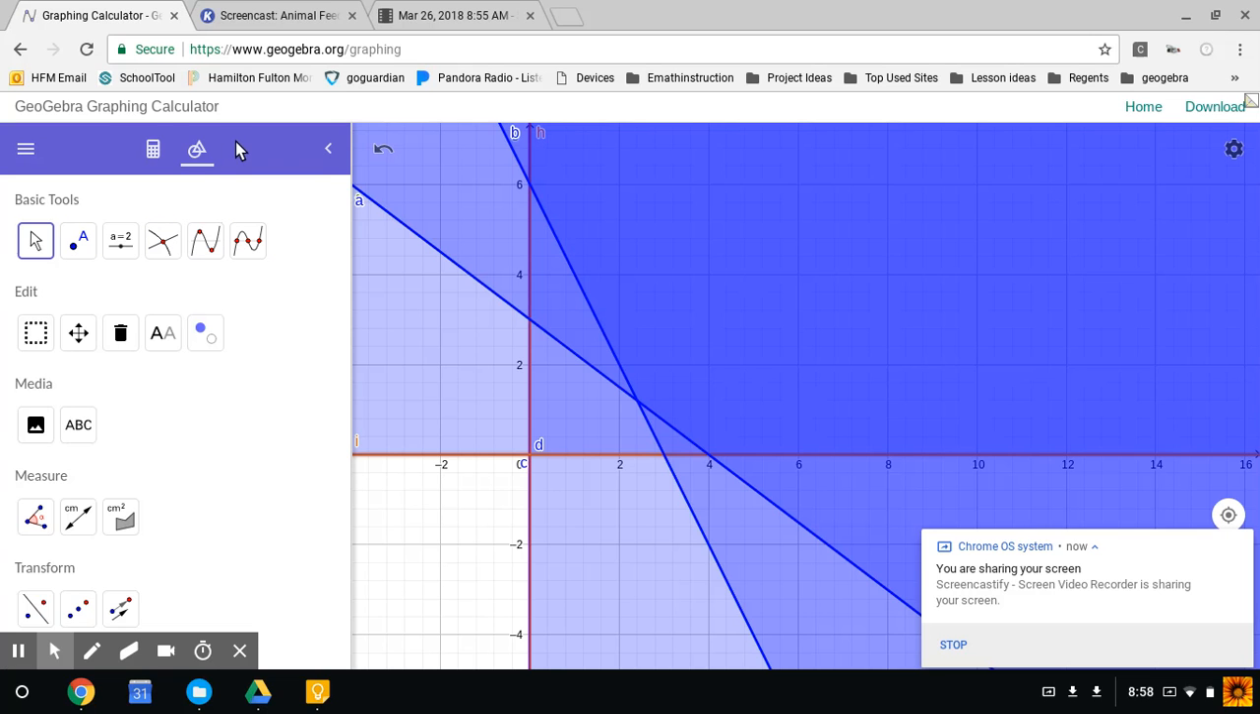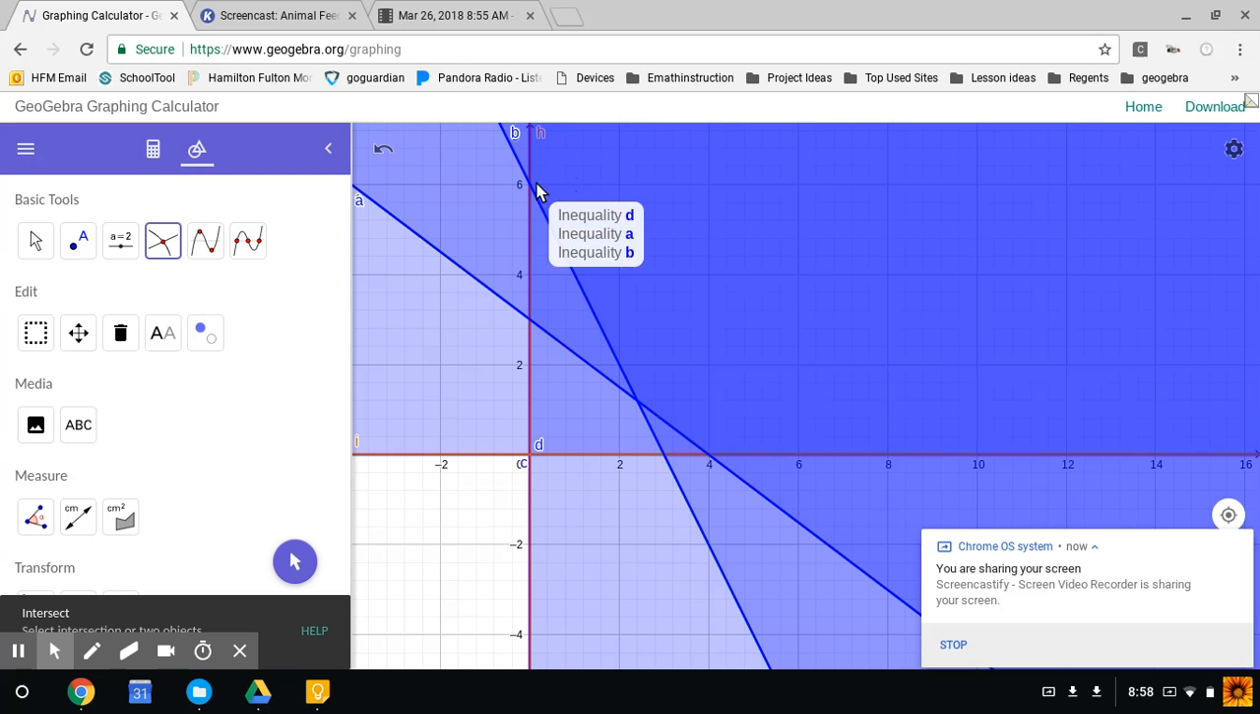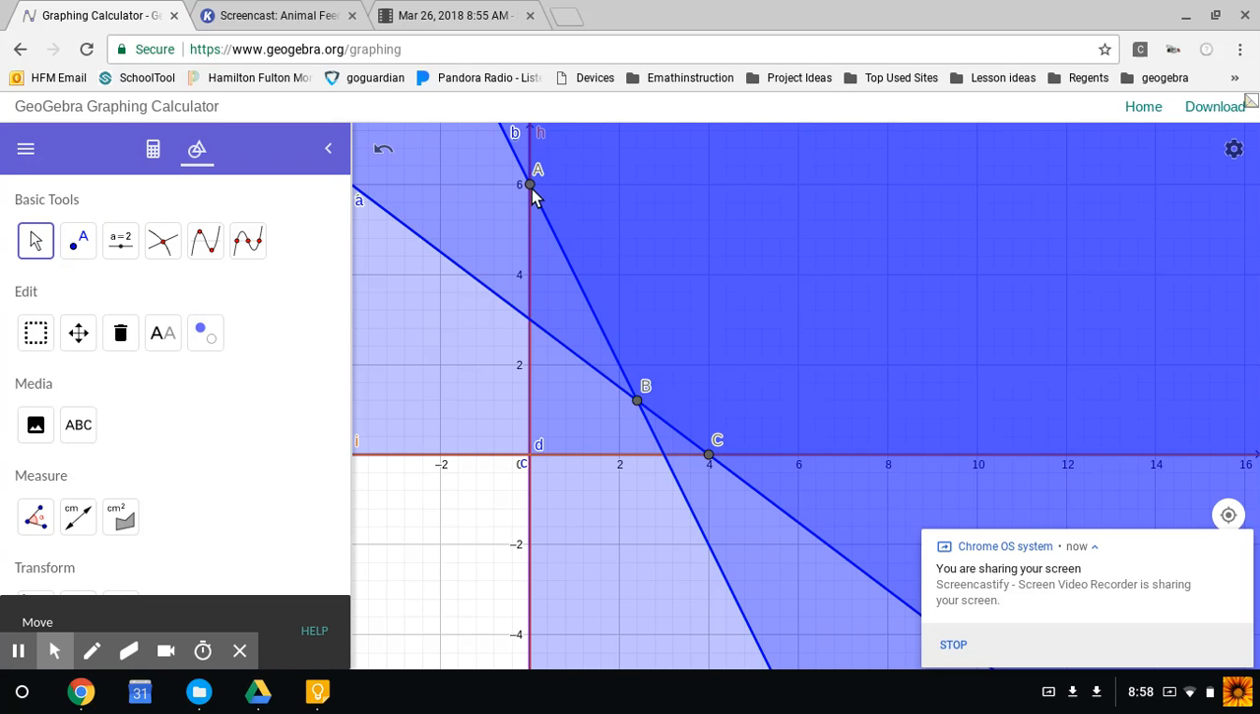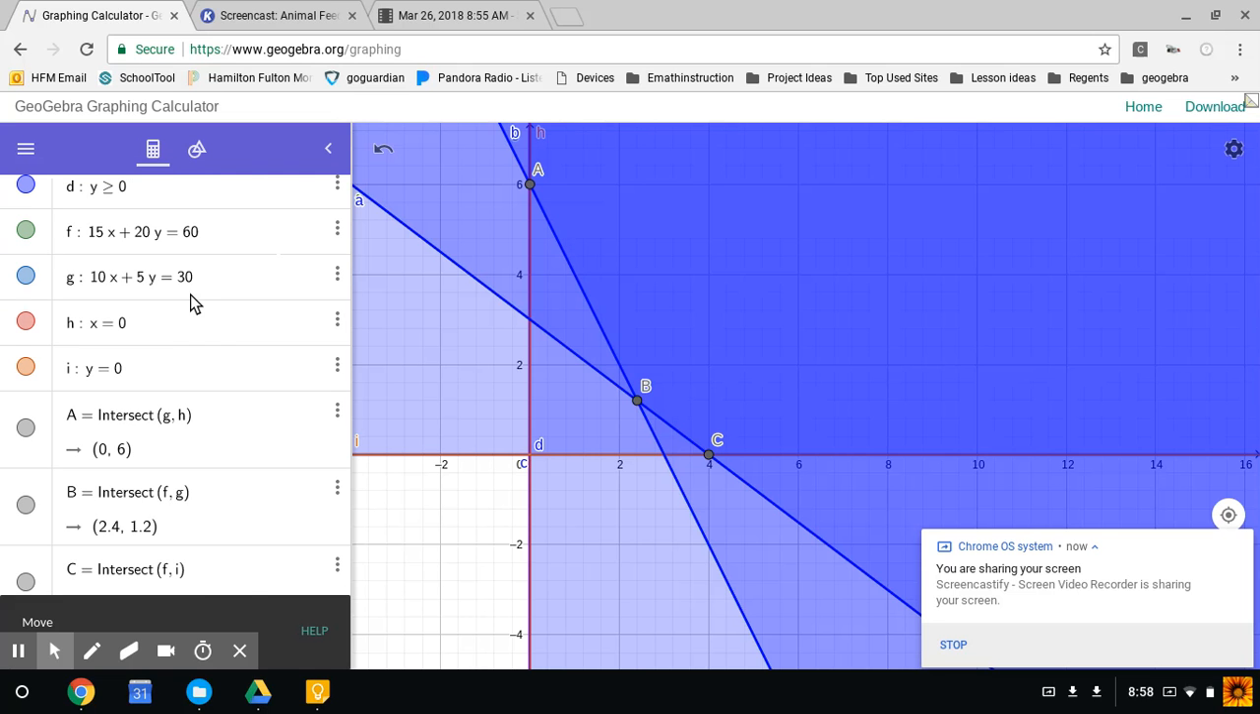region. I'm going to go to the triangle circle, pick the intersect button, and I want the intersection there. I also want the intersection right here. And my third intersection would be at this point down at the bottom. So now going back, let's go to the calculator mode.